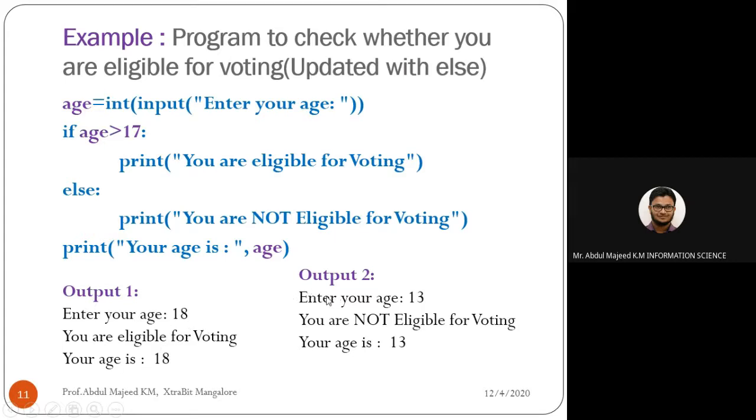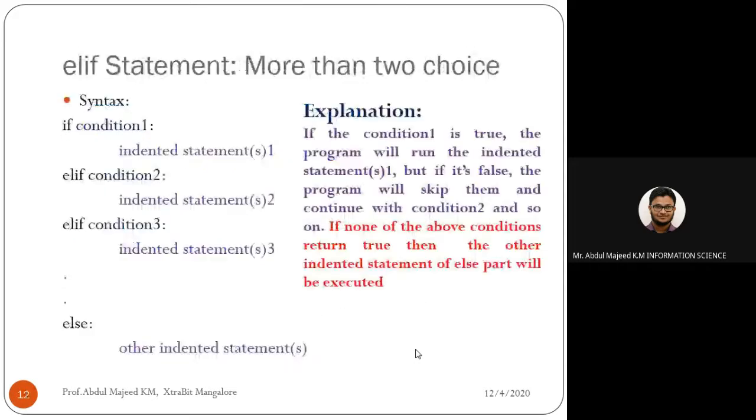Second case, enter your age, you wrote 13. It will check whether 13 is greater than 17. No. So it will skip this particular statement and go for the next statement. So you get the message, you are not eligible for voting. Your age is 13. Clear? So if you have two options, then you can use the if else statement.